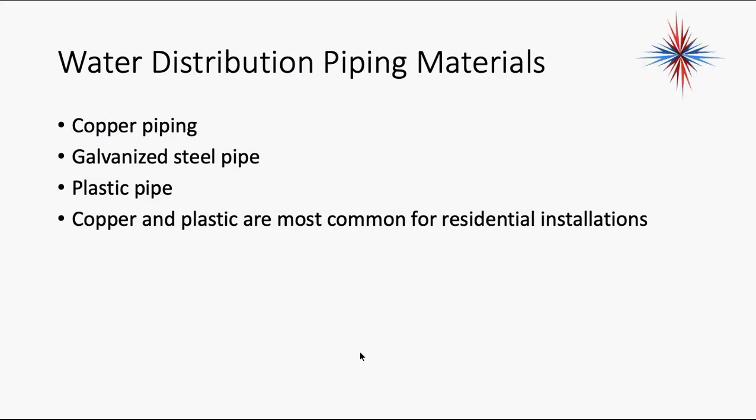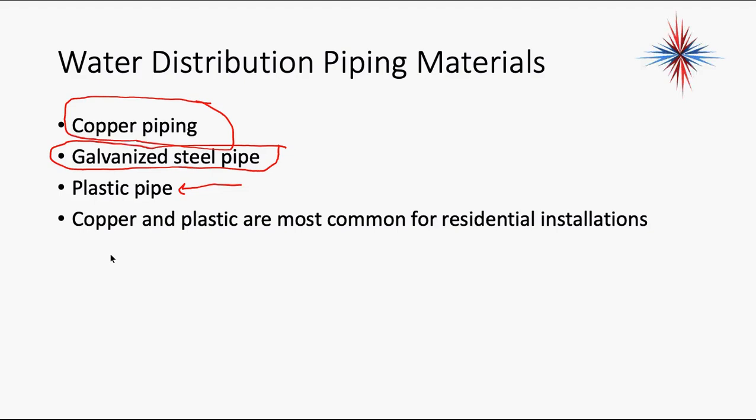Piping materials for water distribution: copper piping is used unless it goes in concrete. You cannot use copper piping if it's in concrete. Galvanized steel piping is used in some construction, less and less, because that rusts. Plastic pipe is used very often. It's PVC or CPVC. CPVC is just a little bit of a different PVC material. If you go through any concrete, you have to use plastic. You cannot have copper touching concrete.